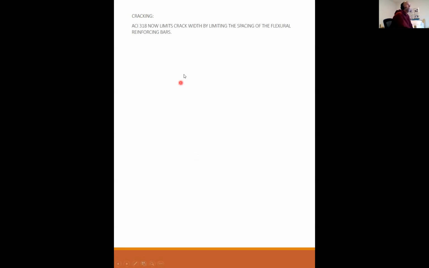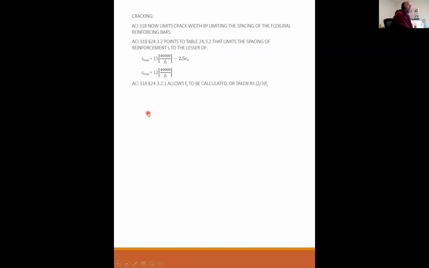ACI 318 now limits crack width by limiting the spacing of the flexural reinforcing bars. ACI section 24.3.2 points to Table 24.3.2 that limits the spacing of reinforcement s to the lesser of, and these are just some prescriptions, whichever is lesser of these two. And ACI section 24.3.2.1 allows f_s to be calculated or to be taken as 2/3 of f_y. And c_c is the clear cover of the reinforcement.